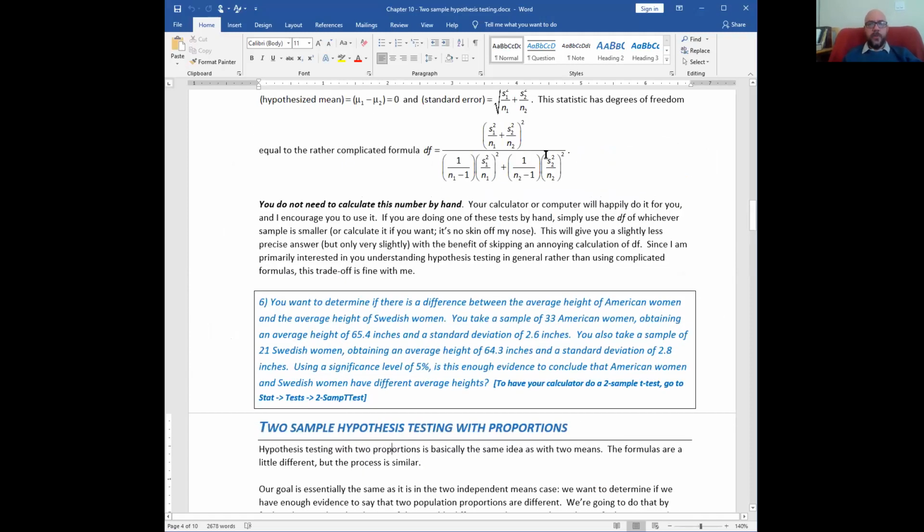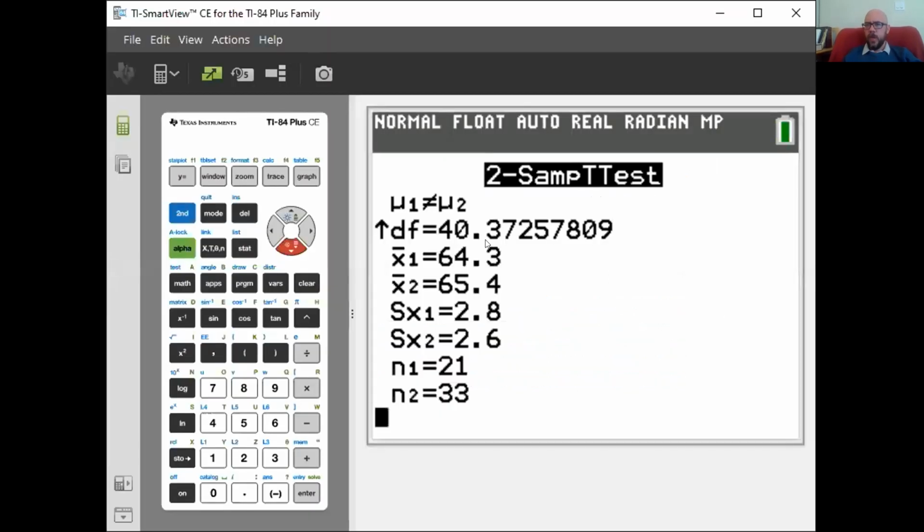Is that all I want to say? No. So there's one more thing to say. This formula right here, this messy formula that we just found. Oh, and I want to talk about pooled as well. Is this number, right? The degrees of freedom.